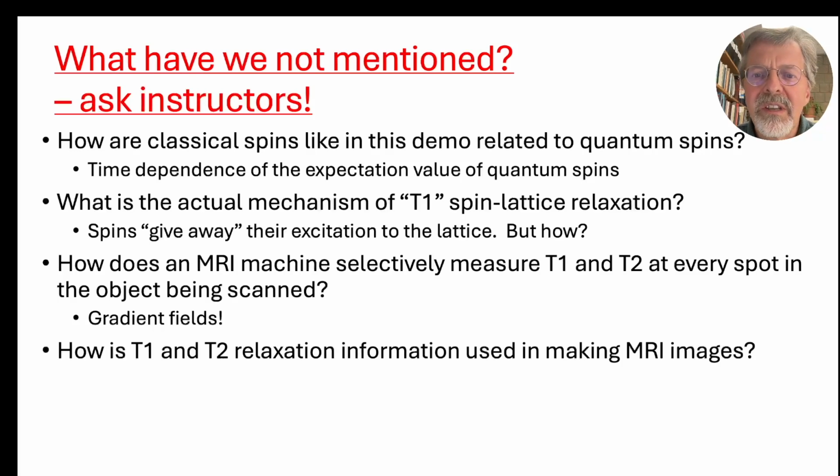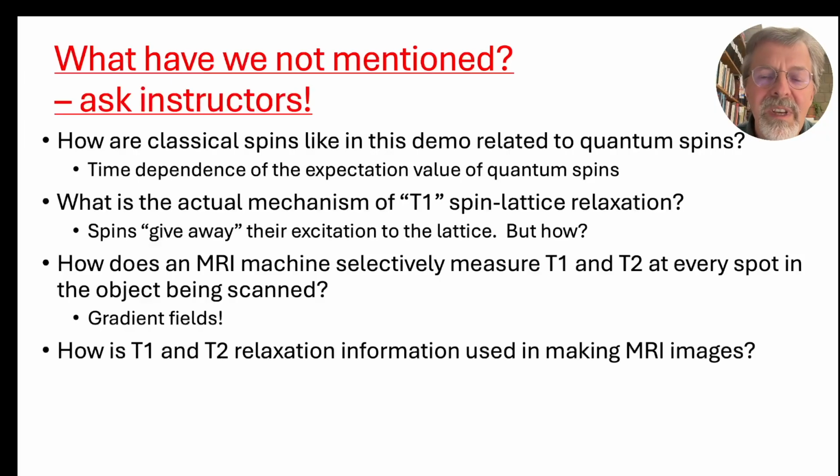Of course, the next thing is, you want to know, how does a magnetic resonance imaging machine selectively measure T1 and T2, not just for a little sample like what we've simulated, but for every spot in, say, the body that is being scanned? And the answer is gradient fields. So you adjust the Larmor frequency of the little sample that you're interested in by applying a suitable field at the spot that you're trying to measure it. So that's the sort of engineering aspects of this that we haven't talked about at all.